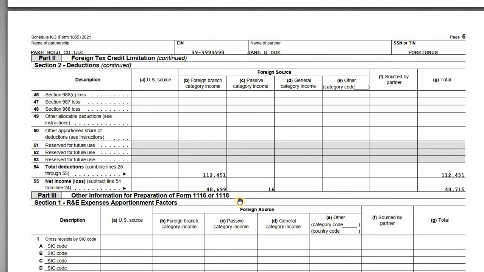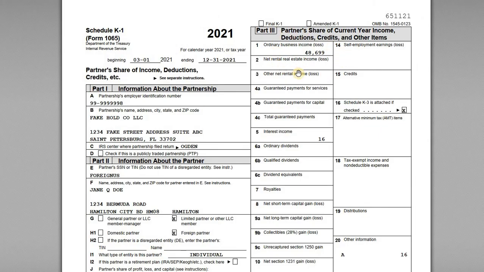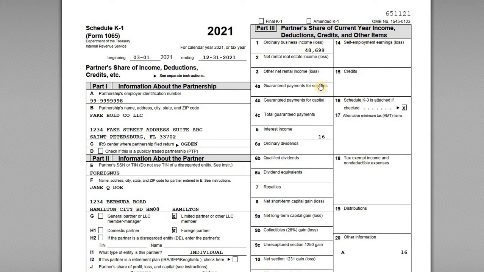Now keep these numbers in mind, right? $48,699. If we jump up really quickly here, keep it in memory, that is the ordinary income or loss allocated to Jane. So remember, page 1 of that 1065 reports all the ordinary income or loss allocated to the partners. Now all of it, given the facts of this fact pattern, is foreign branch category income. So all of this line 1, none of this is U.S. source income. None of this is ECI connected with the U.S. trade or business. It is all foreign branch category income.